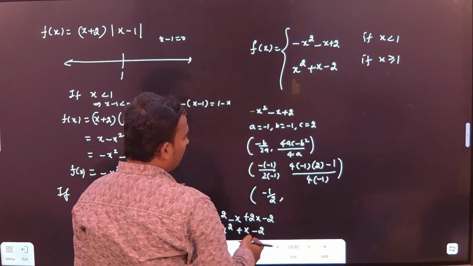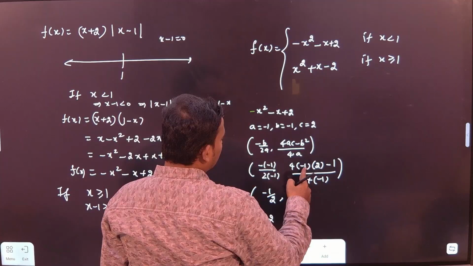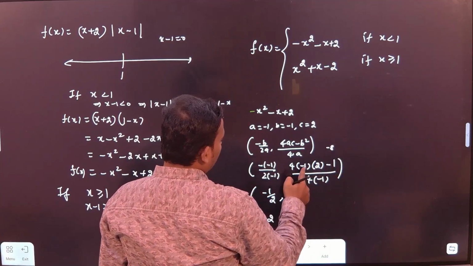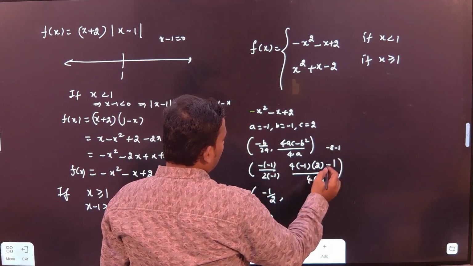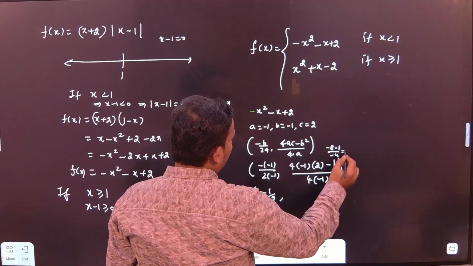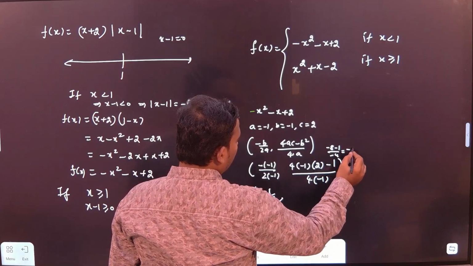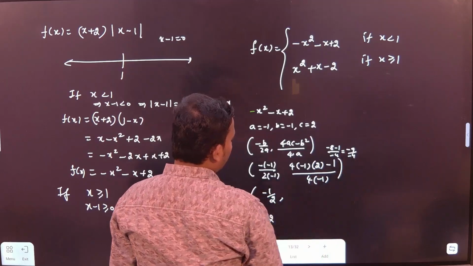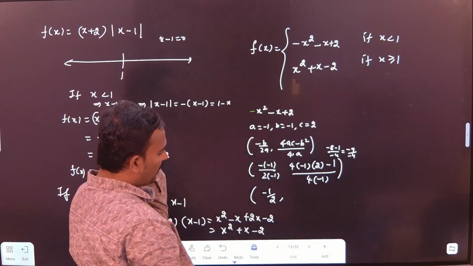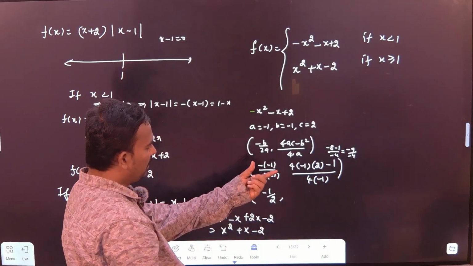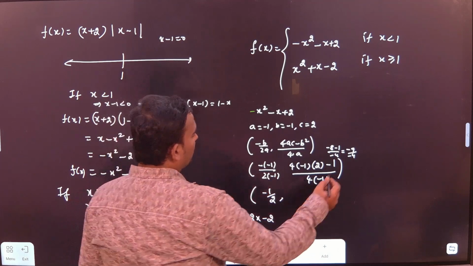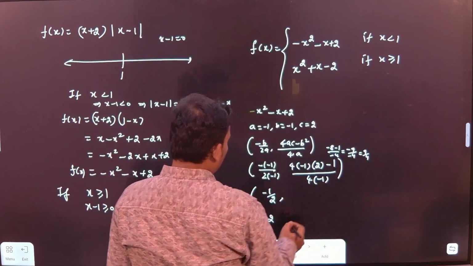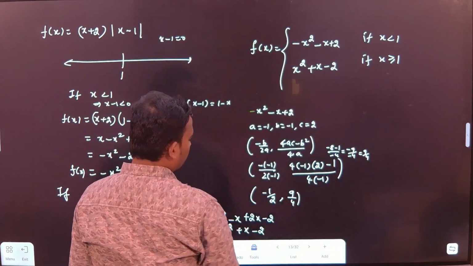Then here will be minus 8 here, minus 1, minus 4. Then here will be minus 9 by 4. So, minus 9 by minus 4, right? Minus 8 minus 1 is minus 9 by minus 4, that is plus 9 by 4. Right, this is the vertex.